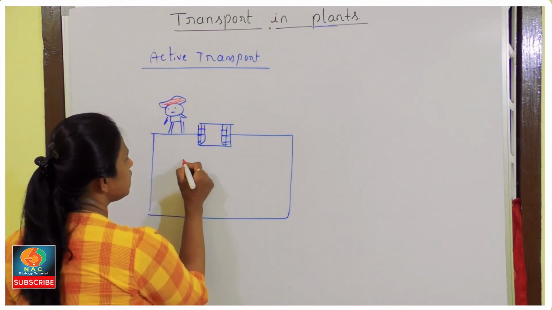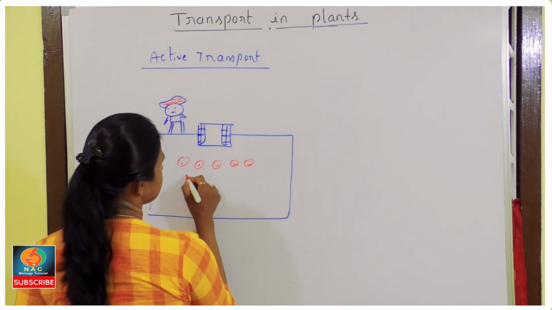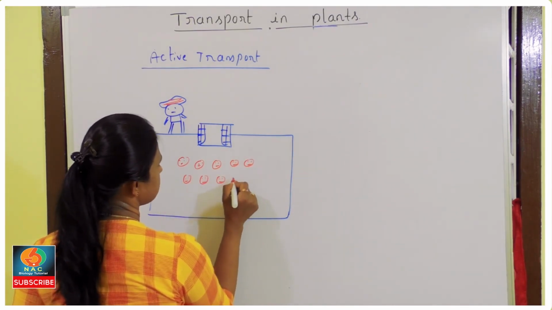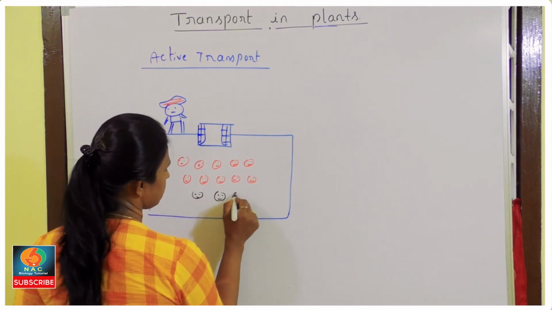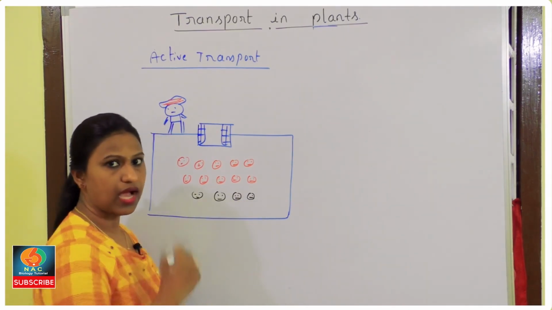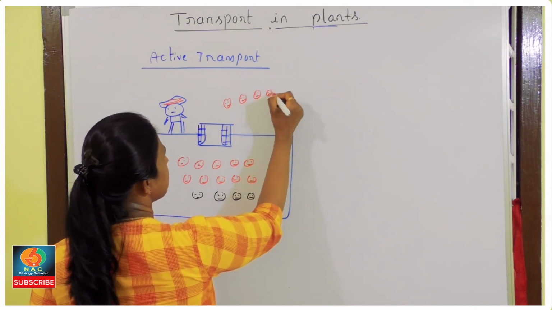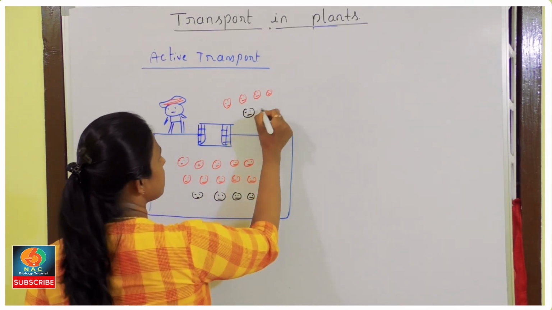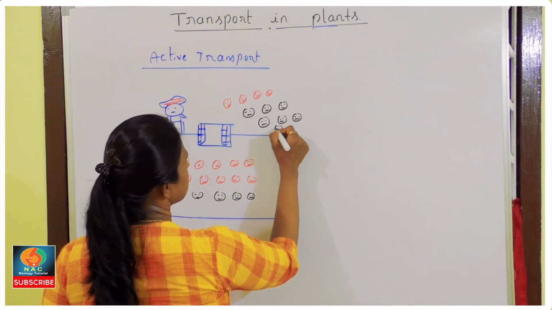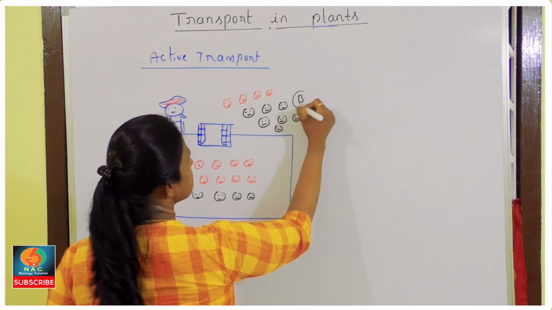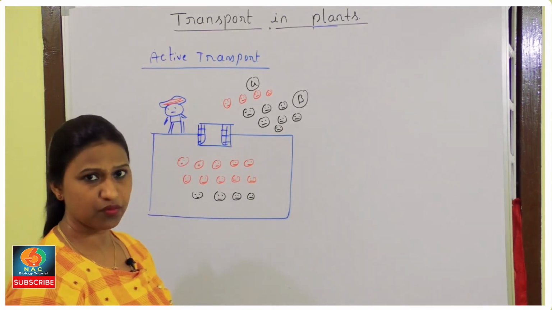Now, here so many students are there. So many girls are there, but very few boys are there. Outside, very few girls are there, but more boys are there. So, red colors are girls, and these black colors are nothing but the boys.